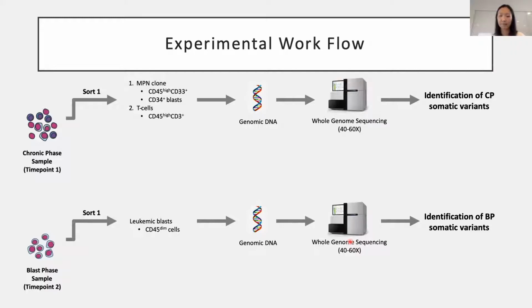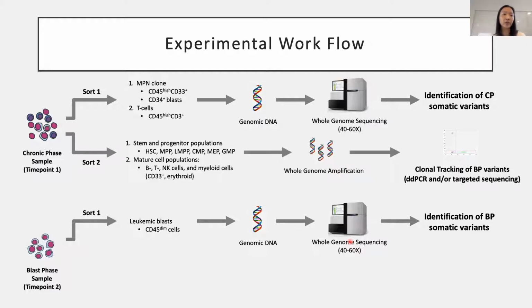phase and somatic variants. In addition to this sort, we also performed a second sort where, from the chronic phase sample, we sorted stem and progenitor populations that are listed here, and also sorted out mature cell populations, which included B, T, lymphoid cells, NK cells, and myeloid cells that were CD33 positive and also from the erythroid lineage. Whole genome amplification was performed on these sorted populations, and from these populations, we performed clonal tracking of blast phase variants using ddPCR and/or targeted sequencing, which is ongoing at present.